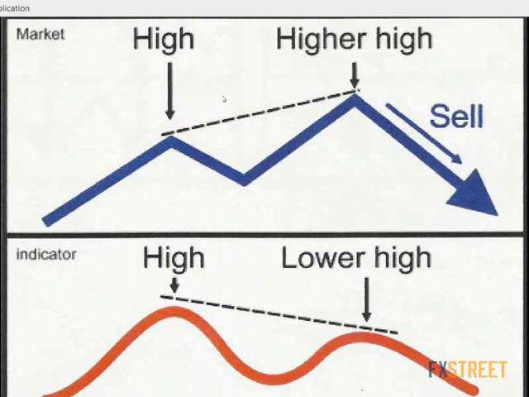So this is the example for regular bearish divergence. Price has made a higher high, so higher high on the price and lower high on the indicator. Higher high on the price, lower high on the indicator. Okay? That is regular bearish divergence.